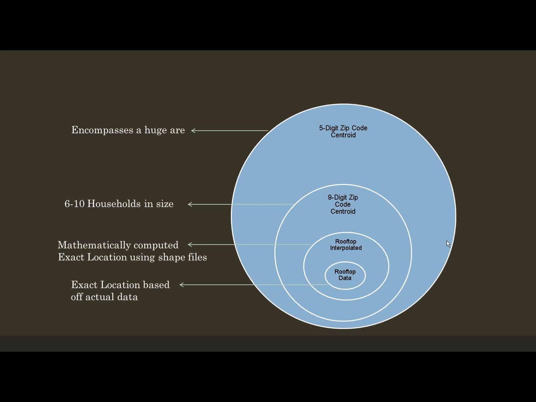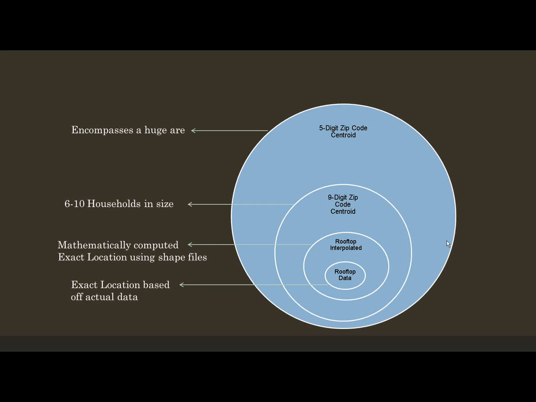Below that, much more accurate, would be the 9-digit zip code centroid, which is typically about 6 to 10 households in size. In urban areas, this is typically the size that we've seen, which is about 6 to 10 households, or maybe 1 to 2 blocks. But in more rural areas, this can get quite a bit bigger. So a 9-digit zip code in a rural area might cover a much bigger area, simply because of the size and population. The less populated an area is, the bigger the 9-digit zip code centroid is.